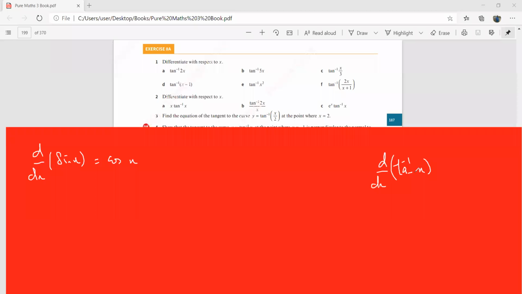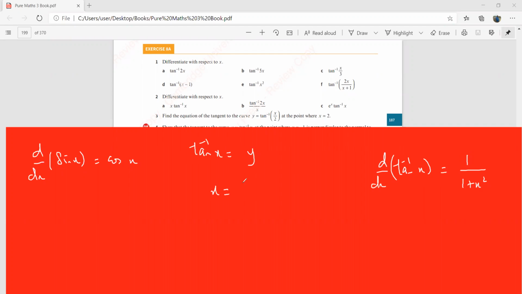Okay, the derivative of tan inverse of x is equal to 1 over 1 plus x square. I think I should explain to you why it is so. Now, suppose you have tan inverse of x and you put that equal to y, okay?